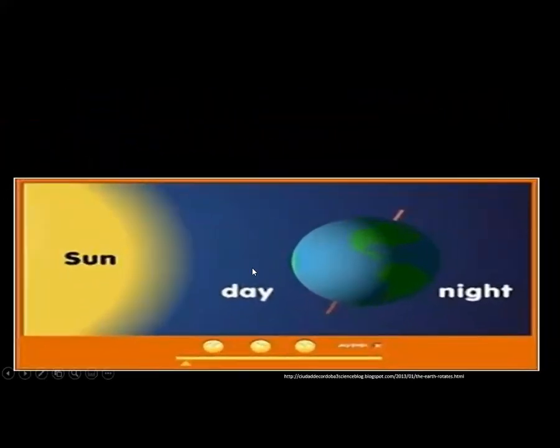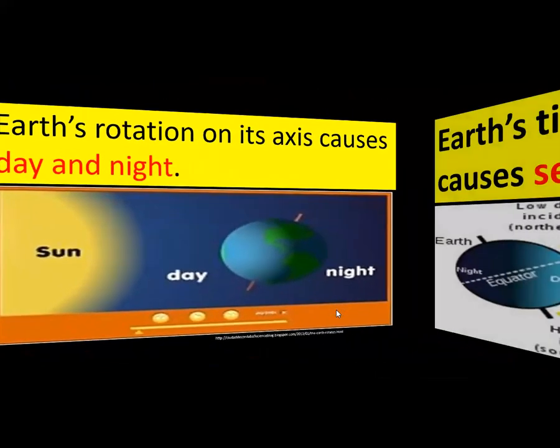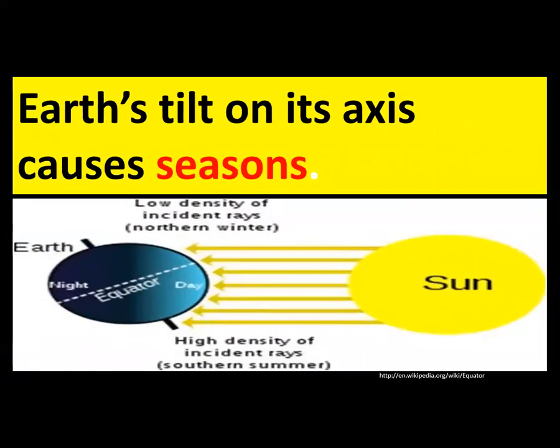Now, let's go back and review. Earth's rotation on its axis causes day and night. The hemisphere of Earth facing the sun experiences daytime, while the hemisphere that is facing away from the sun experiences nighttime. And the changes from day to night happen because Earth rotates on its axis. Earth's tilt on its axis causes seasons.